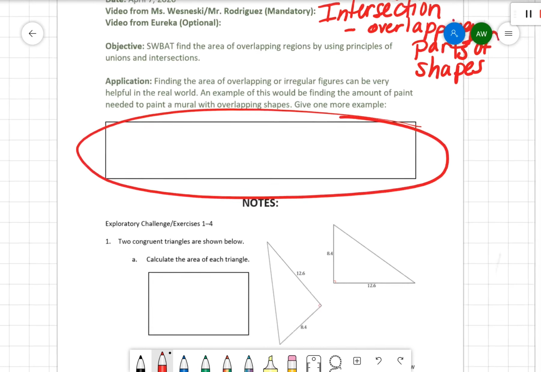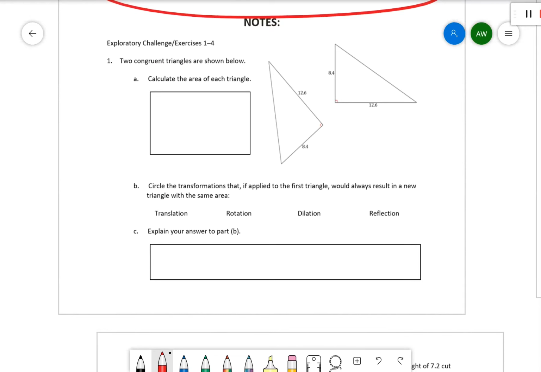Awesome. So we're going to move on to our notes section. This first notes question says, two congruent triangles are shown below. Calculate the area of each triangle. Then circle the transformations that, if applied to the first triangle, would always result in a new triangle with the same area. And then they want you to explain your answer for part B. So go ahead, pause this video, and work on that.